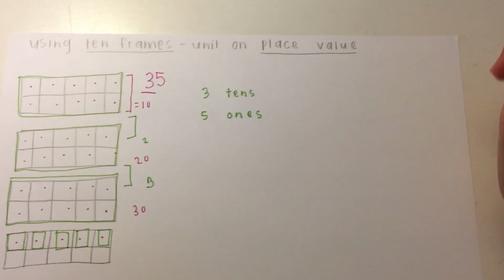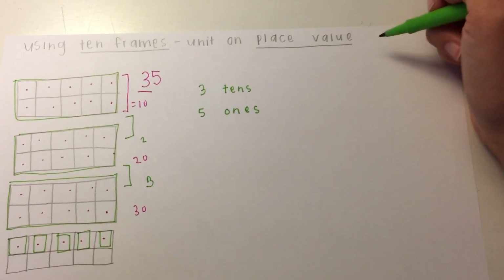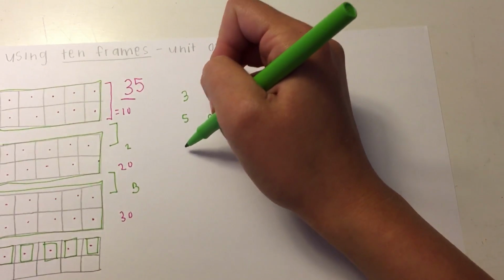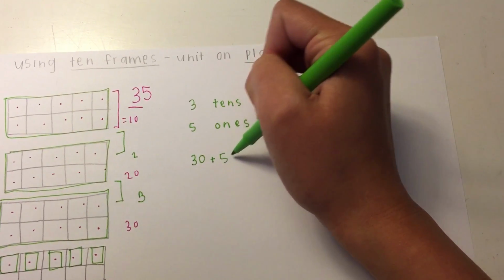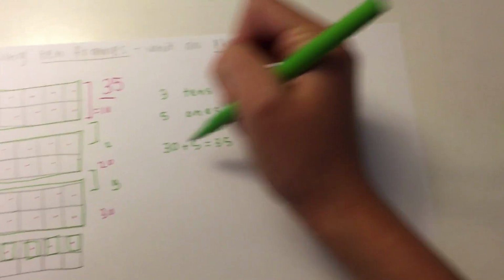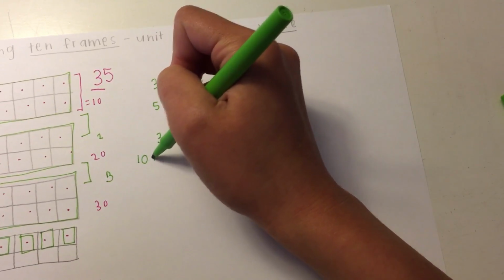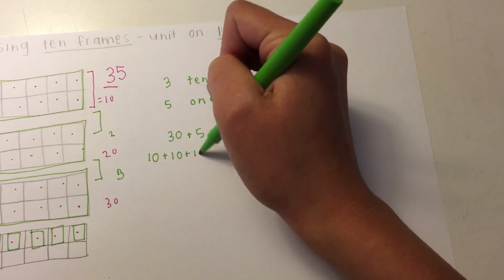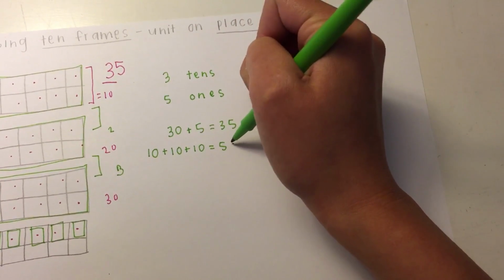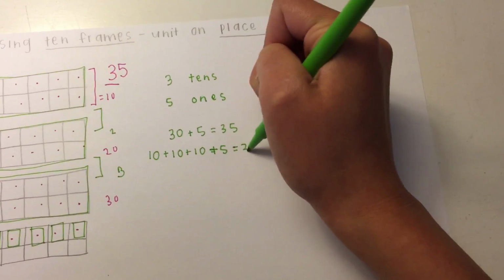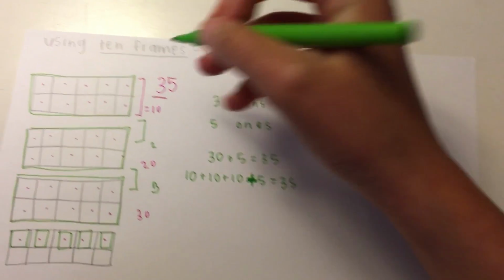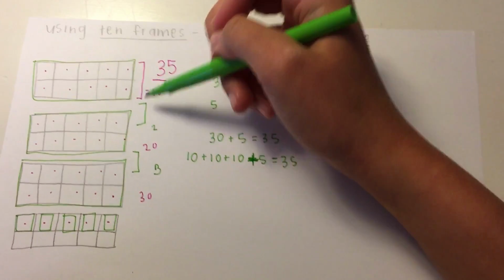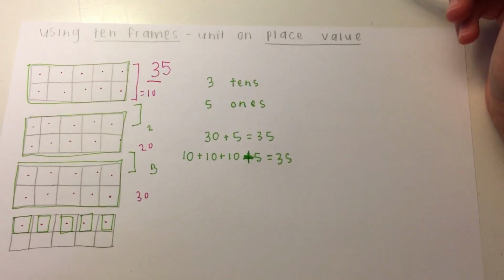And if we ask them to write a number sentence to go with this decomposing of the number 35, the child would know to write 30 plus 5 equals 35, or breaking it down even further, 10 plus 10 plus 10 plus 5 equals 35. But this is just a visual breakdown of the number 35, and this is how we use 10 frames.